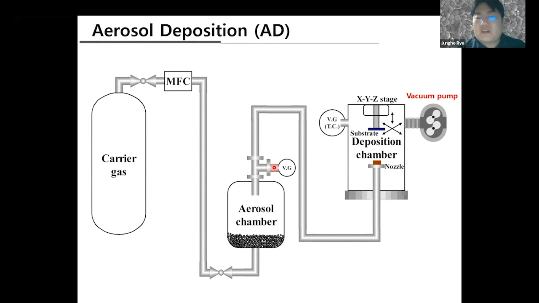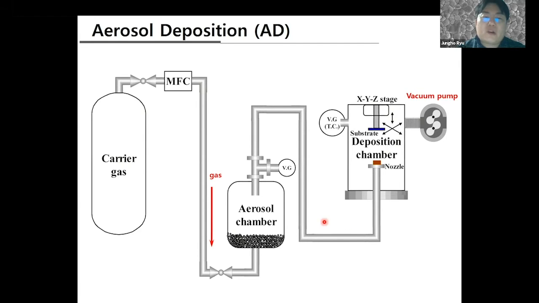Let me talk about the machine. The facility itself is very simple. There is a deposition chamber, which is connected with the vacuum pump. And then there is the other chamber, we call it the aerosol chamber, which contains the particles. And there is a carrier gas. We can supply the gas. So when you turn on the vacuum pump, that chamber will be evacuated to a vacuum level.